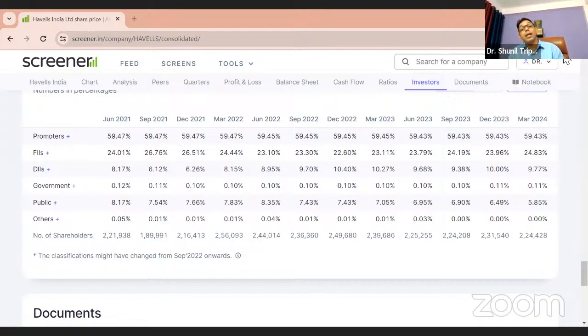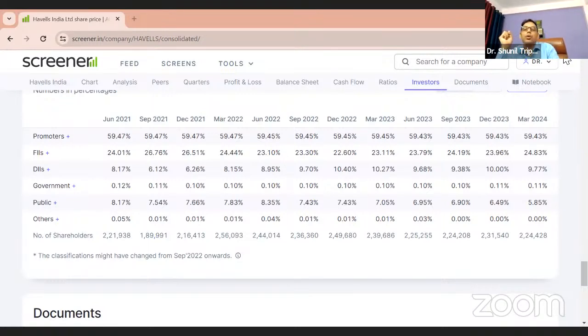And on the other hand, there may be a high promoter holding, maybe 75%, but it is decreasing, 75 to 72, 72 to 70, 70 to 65. If it is happening like that, that means again you should not be buying, because promoters are expecting that the company is overpriced and it will go down. So seeing the promoters holding, you will get to know.